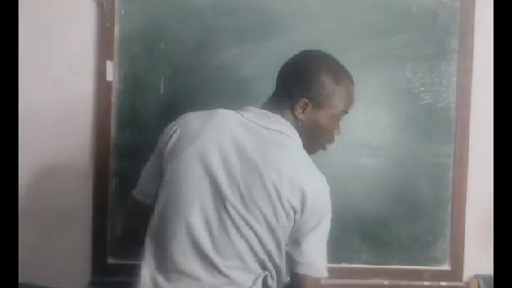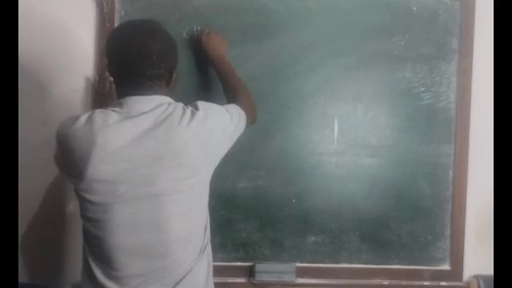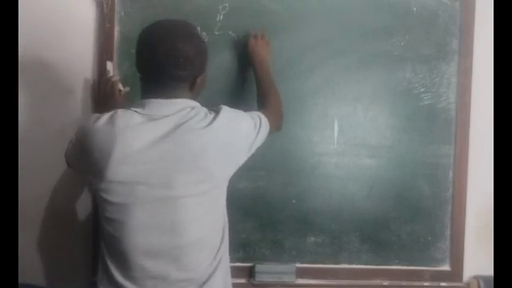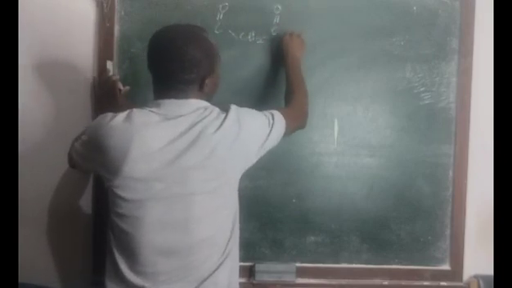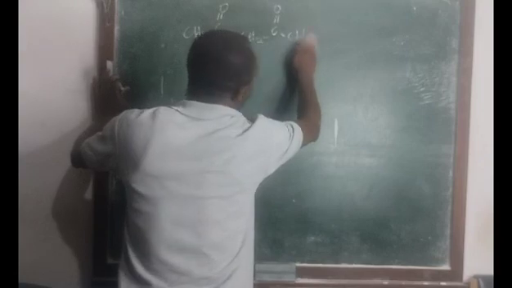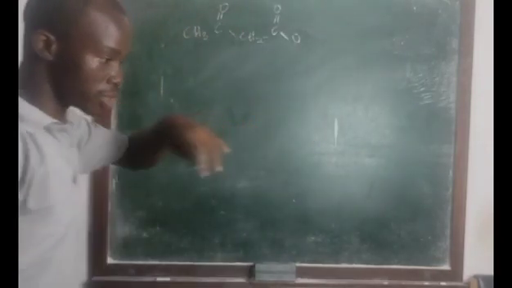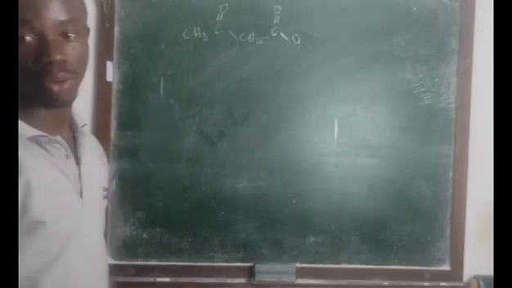Normally, without the Schiff base involved, we have CH3, C double bond O, we have CH2, we have C double bond O, and we have O minus. So this is acetoacetate.